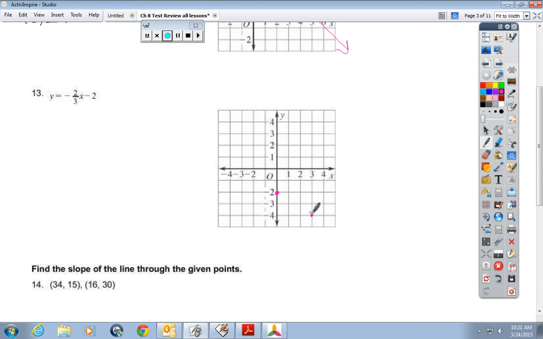Now, from that line right there, can we identify the intercepts? Where this line crosses the y-axis and where it crosses the x-axis. Go ahead and connect your dots, right? Because that's part of the problem, is graphing it.